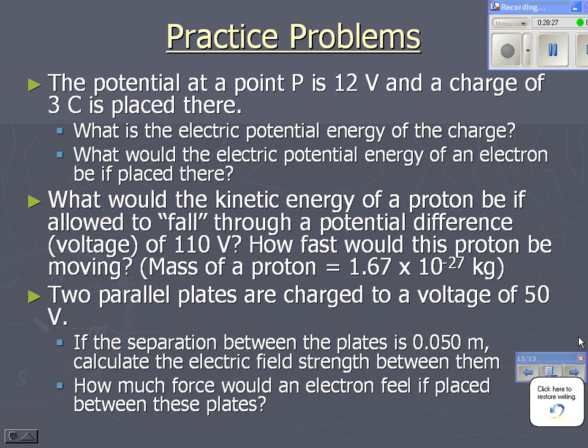Okay, excellent. How fast would this proton be moving? How would you figure that out? Because that energy would become kinetic energy, so we just use 1/2 mv squared, and the mass of the proton.